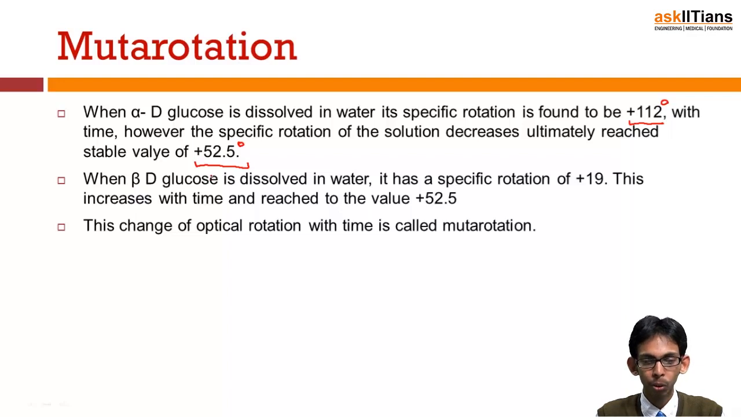Similarly, when beta D glucose is dissolved in water, initially it has specific rotation of plus 19 degree, and this increases with time and again it becomes constant at 52.5 degree, and this phenomenon of change in optical rotation is known as mutarotation. And this happens because whenever glucose is dissolved in water, its chain opens and then recoils in the opposite direction, because of which its optical rotation decreases, and increases in case of beta D glucose.